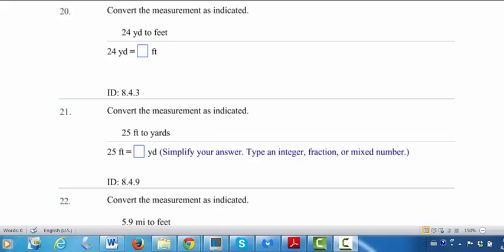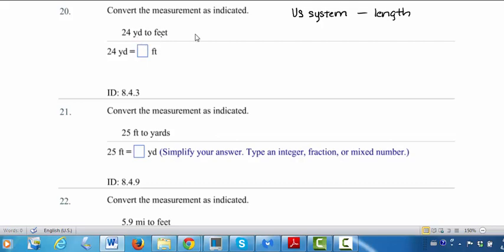Okay, here we're going to be doing some conversions within the U.S. system of measurement. So I have the U.S. system of length, right? And we talk about feet and yards and miles. So we should be pretty familiar with some of these conversions, right?